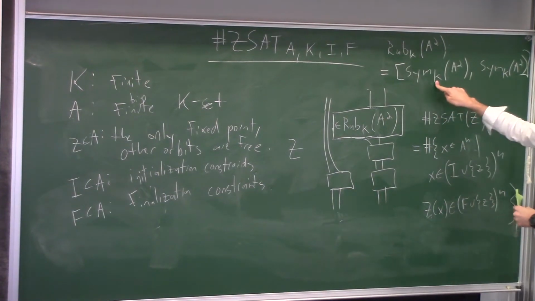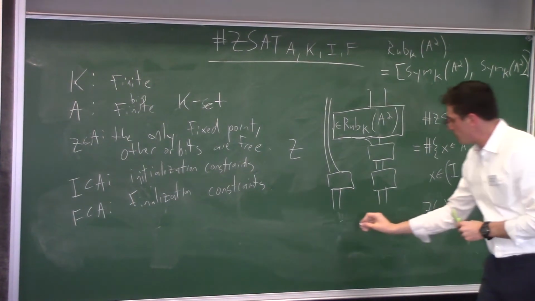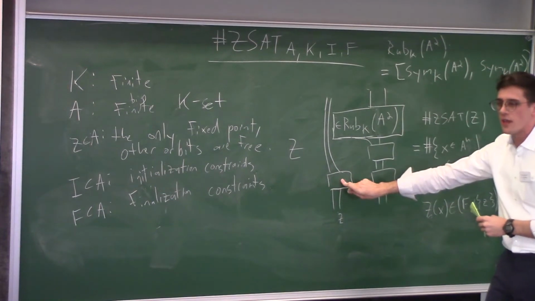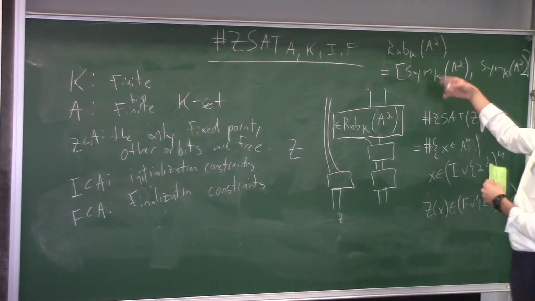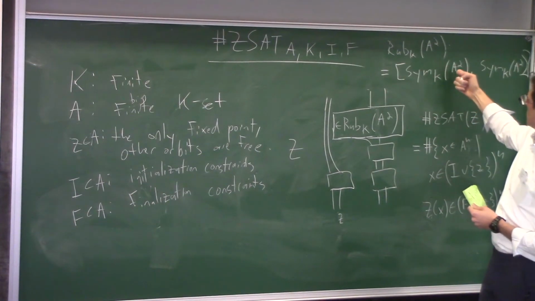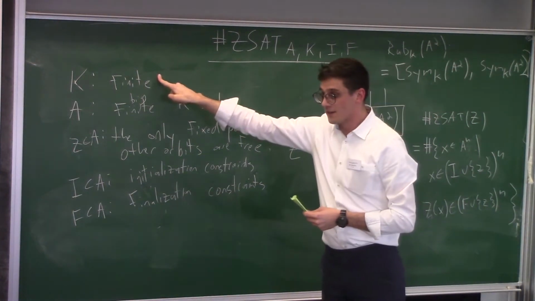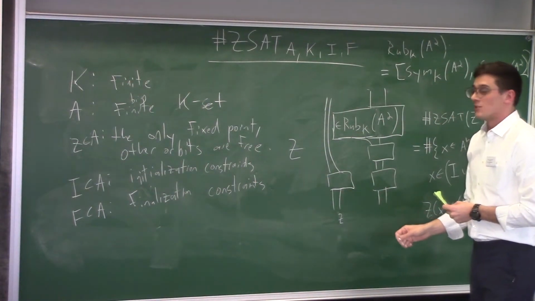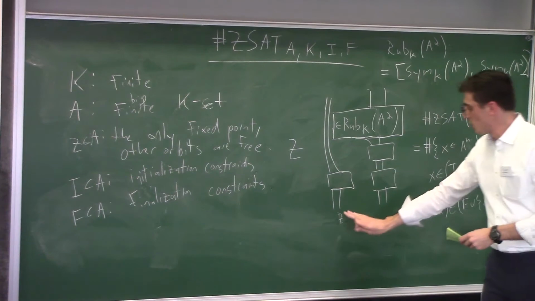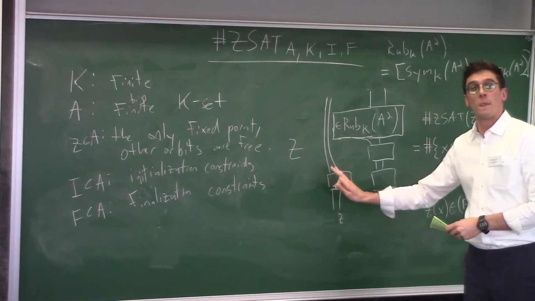In particular, what does this mean? If I have a Z, a zombie, and I feed it into a gate, well, because we're inside this subgroup of symmetries of A squared that respect the K action, because Z is fixed, the gate will preserve Z. So these gates all preserve the number of Z's that are input into them.